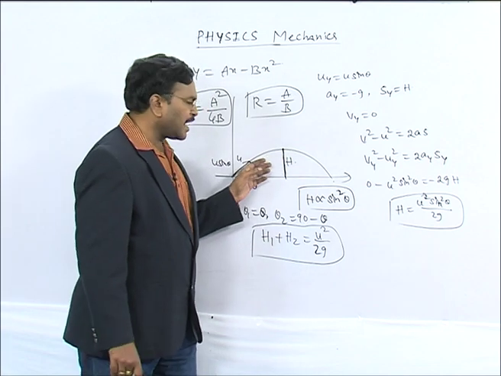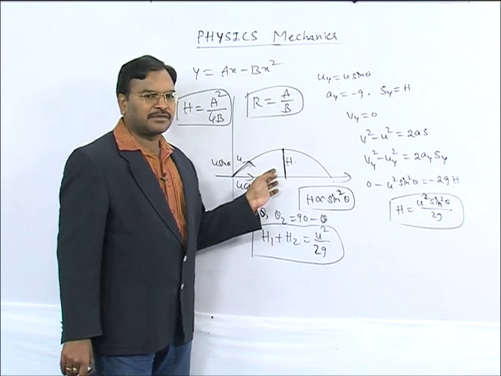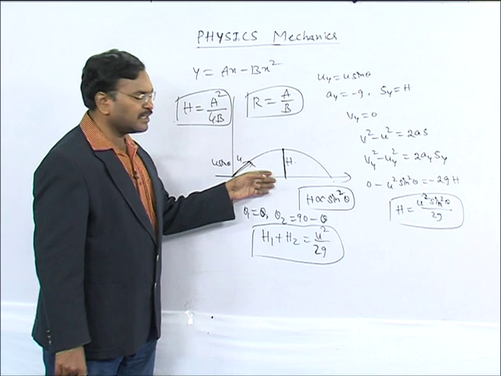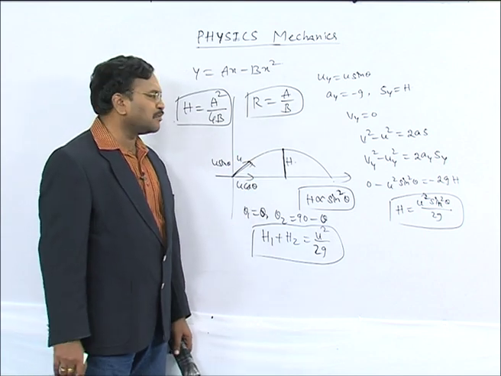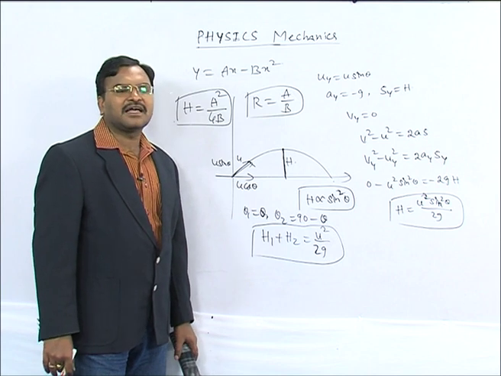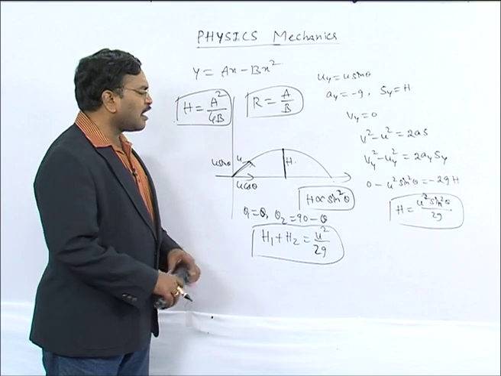Maximum height means what? Maximum vertical displacement of a projectile from the ground is called maximum height. So, depending on these we have problems, and also we discuss horizontal projection of a body from the top of a tower.